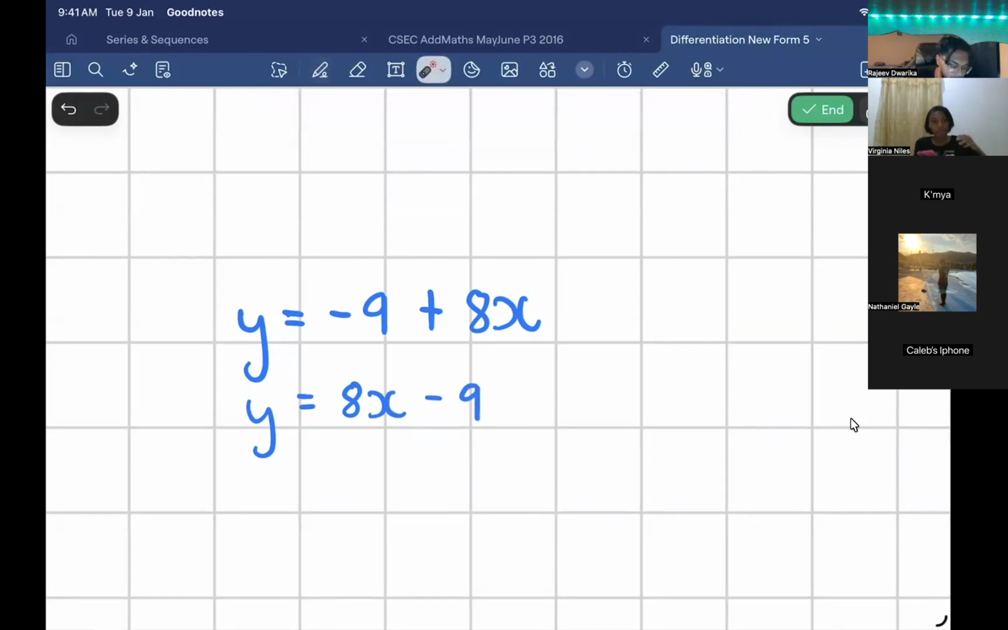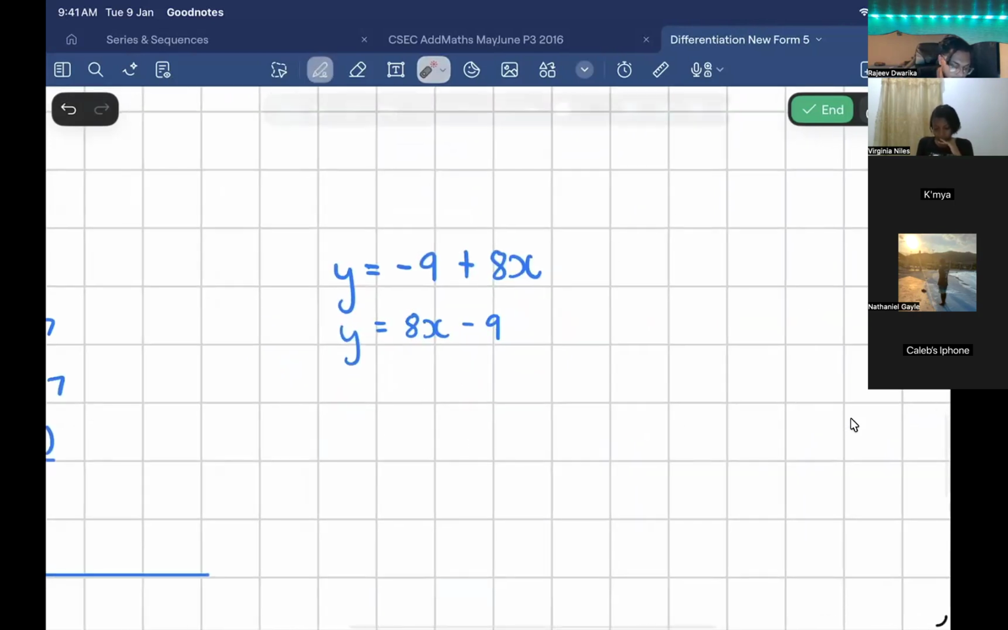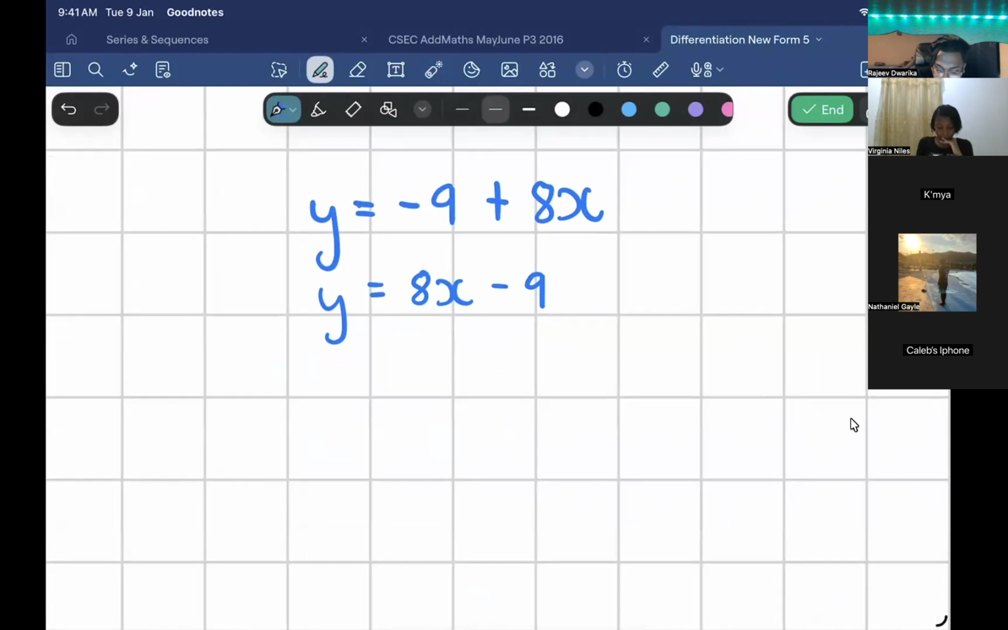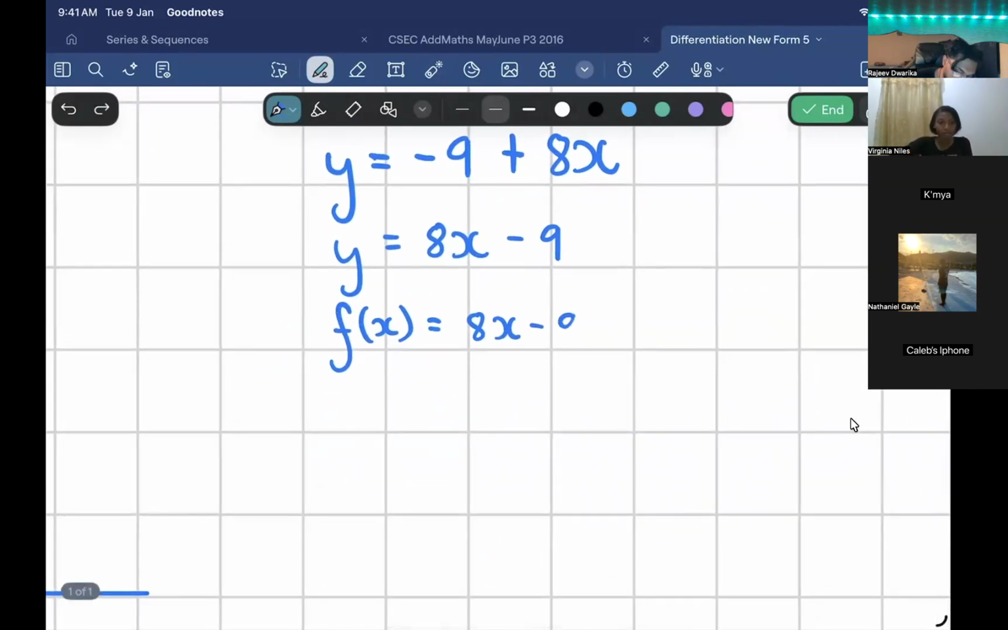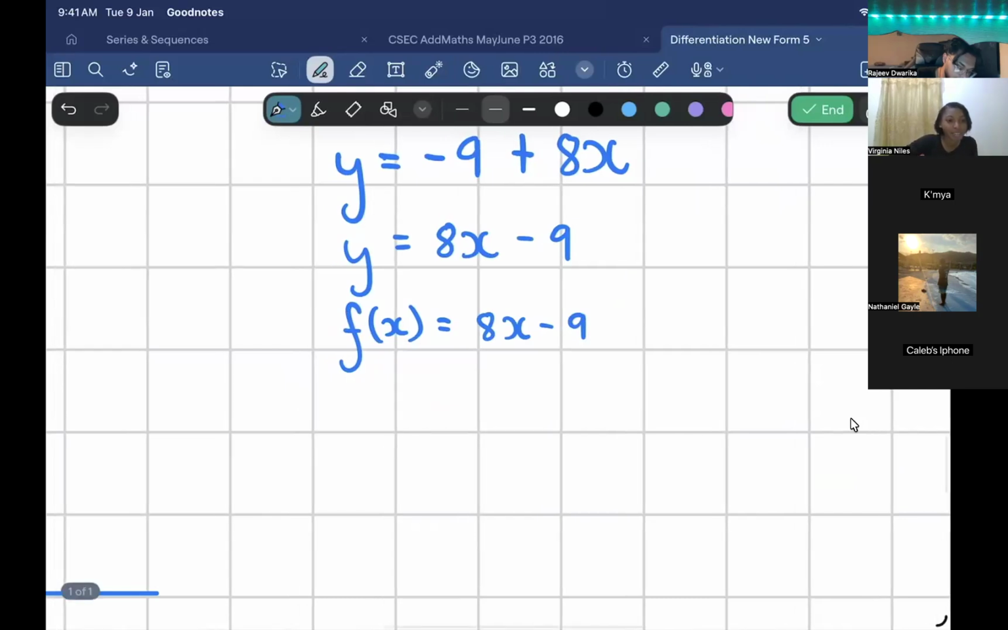This confuses students, right? But all you do is just move stuff around. You put the positive 8x over here and you put the minus 9 here, and the sign would change. Right? So 8x minus 9. Instead of saying y, what could we say? f of x. So we could say f of x is equal to 8x minus 9. Good.